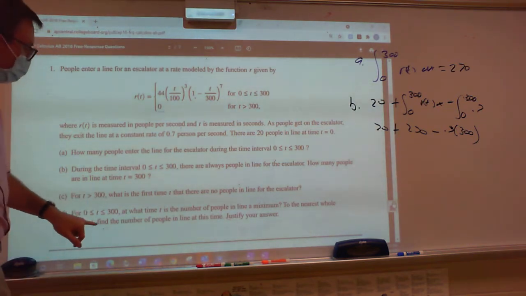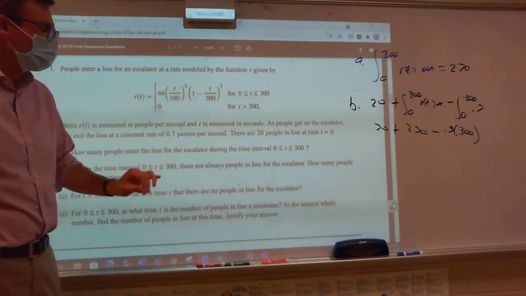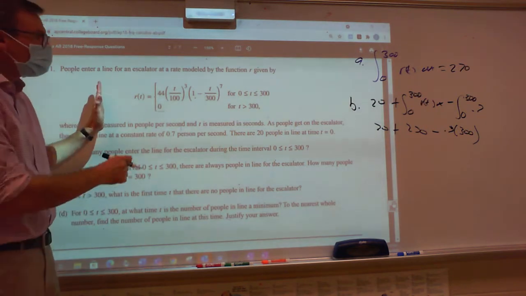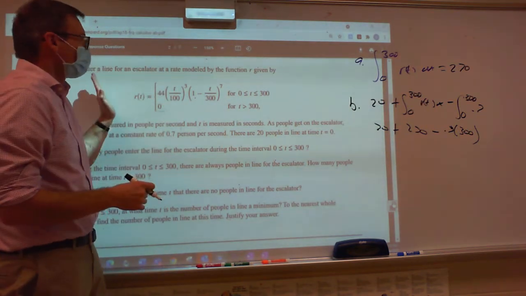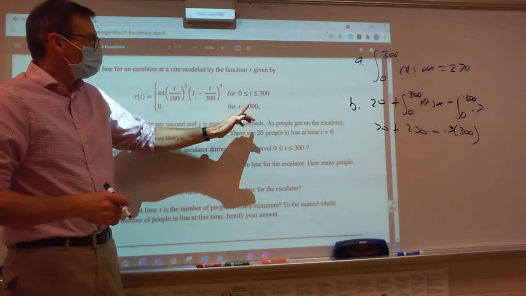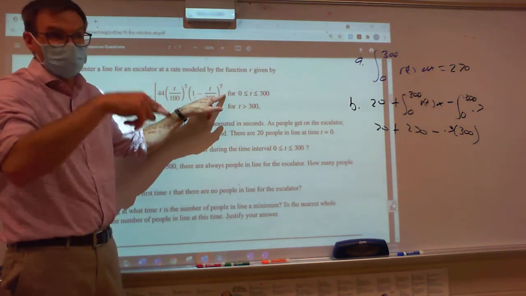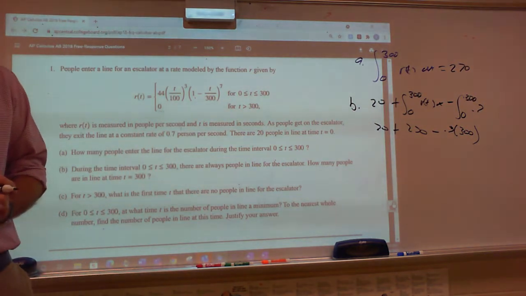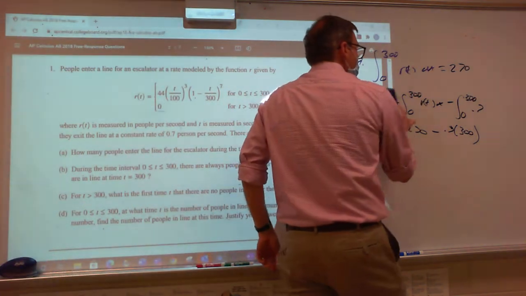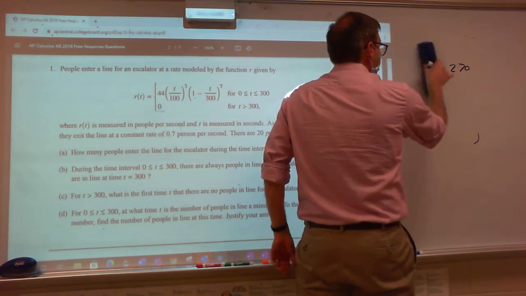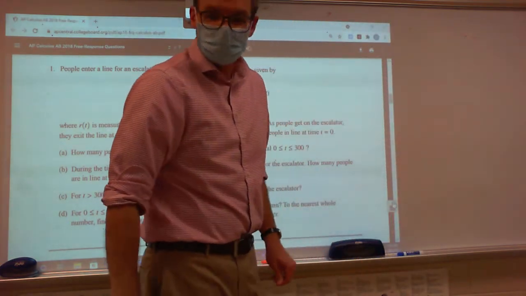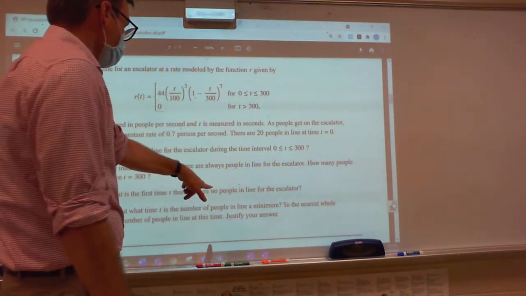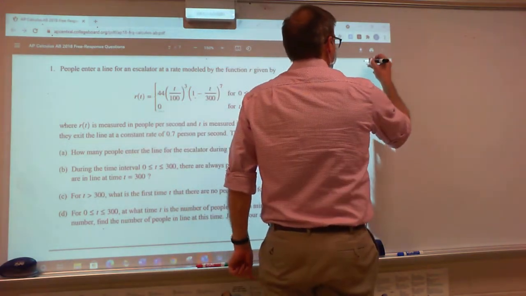For t greater than 300, what is the first time there are no people in line for the escalator? So they have to tweak things every year. Their tweak this year was, all right, we're going to add for the first 300 seconds, and then we're not adding anymore, but we're still taking people out. So at 300 seconds, how many people are there? There are 80. So at 300 seconds, there are 80 people.